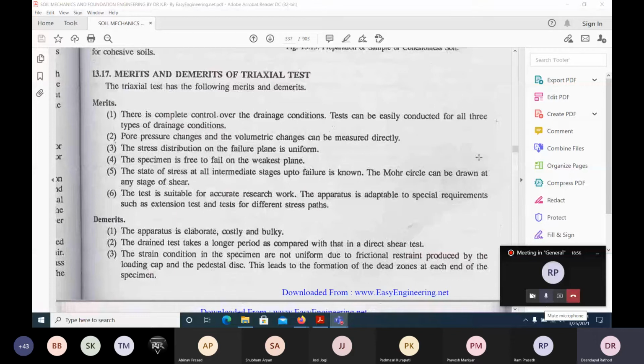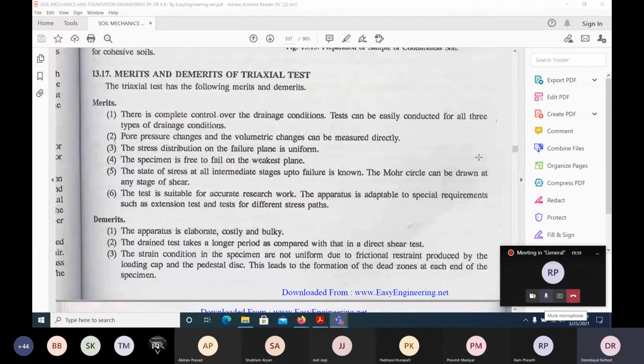You remember in the direct shear test, we ourselves define the failure plane there. Horizontal, we said that along this plane only the soil will fail, and that's the reason we have moved the boxes. That's the shear box, we call it. But here what we do is apply the pressure all along, we apply deviator stress, we allow the soil to fail, and we can observe in which plane it is failing. Okay. The Mohr circle can be drawn, and the test is suitable for accurate research work. So that is the reason all our PhD scholars or MTech students do all these tests, the triaxial test.